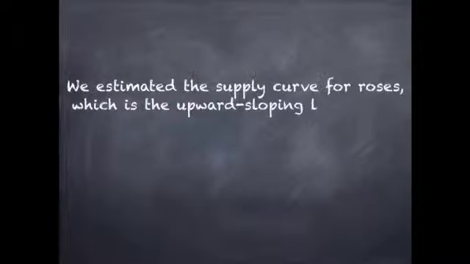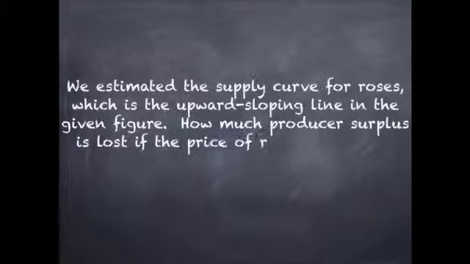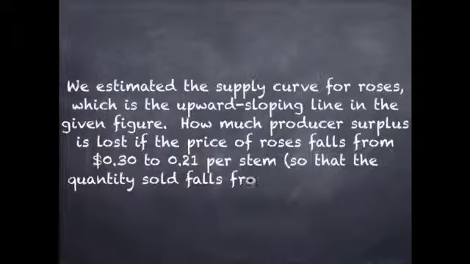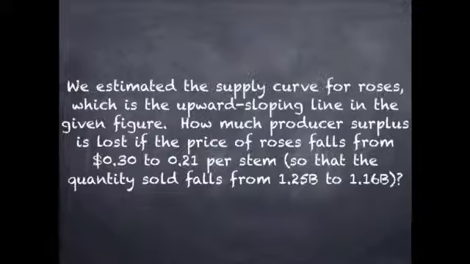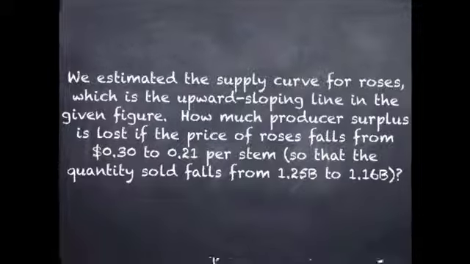We estimated the supply curve for roses, which is the upward sloping line in the given figure. It's going to appear in the next slide. How much producer surplus is lost if the price of roses falls from 30 cents to 21 cents per stem, so that the quantity sold falls from 1.25 billion to 1.16 billion?